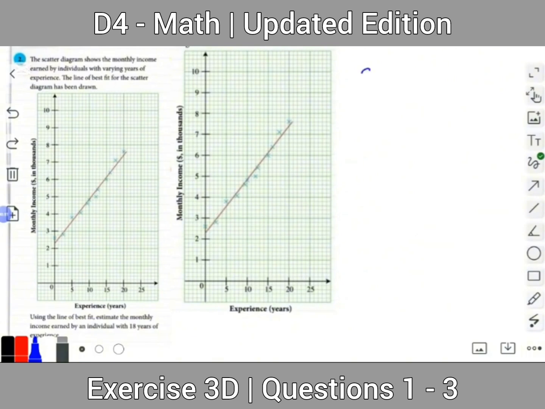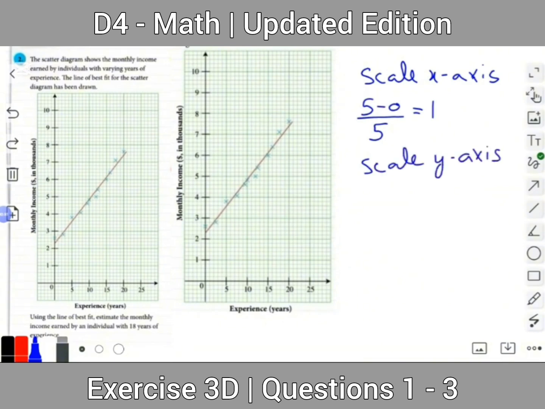First, we have to understand the scale along the x-axis. So here we have 2 points. 5 minus 0 divided by the total number of squares between these 2 points, and that is 5, and it gives us 1. Now the scale along the y-axis. We have 2 points. 1 minus 0 divided by the total number of squares between these 2 points, and that is 5. So 1 over 5 will be equal to 0.2. So each square along the x-axis is equal to 1, and each square along the y-axis is equal to 0.2.